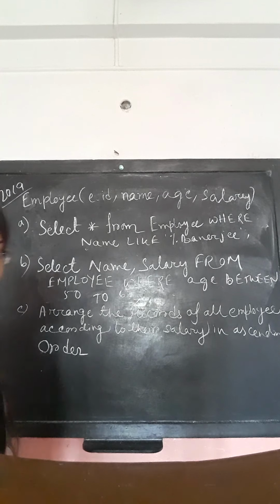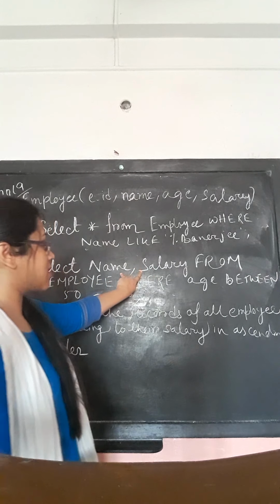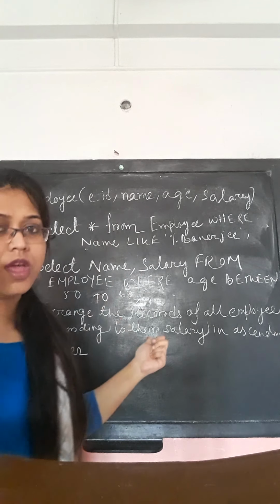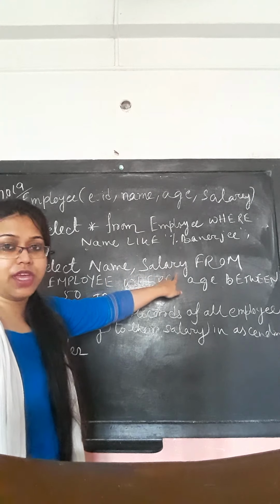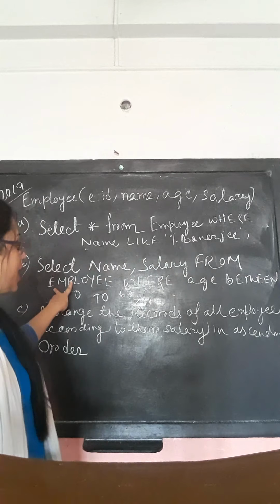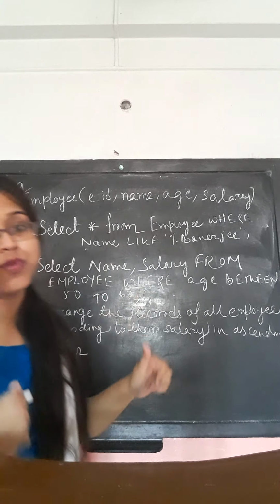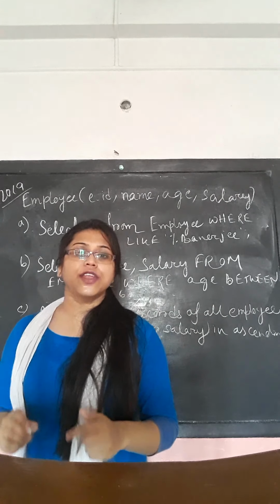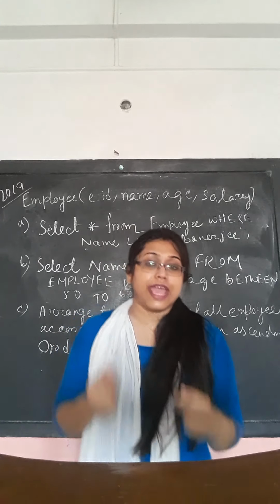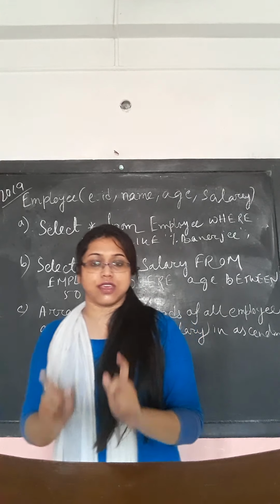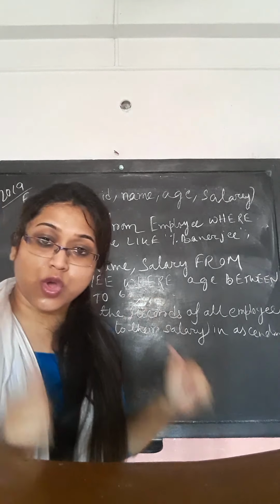Okay. So select name, comma, salary. These two attributes are mentioned in our question, so you have to retrieve these two attributes. So select name comma salary from employee where age between 50 to 60, because it was our question that you have to retrieve the information of those employees whose age is within 50 and 60. Okay, so this is the query for that particular question.